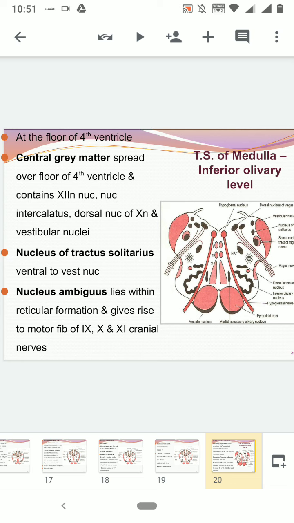And let's go more laterally. You can see an orange color mass on the upper part. It is on the dorsal part actually, not on the ventral aspect.